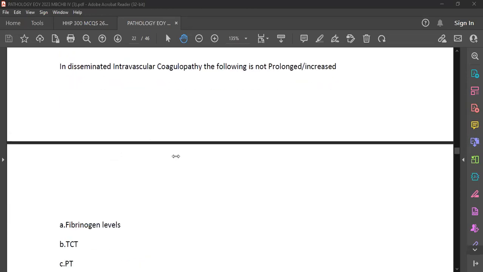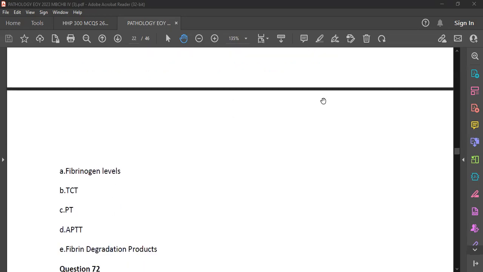Right. So in DIC, which one of the following is not prolonged or increased? So what's happening in DIC? There's an imbalance within the hemostatic system. There are clot formations at the same time. You're using too much of your coagulation factors, in the sense that you're not going to have them to be able to prevent any bleeding.